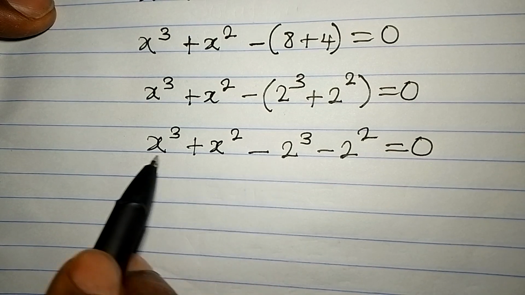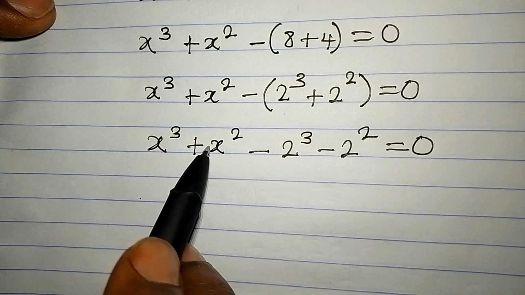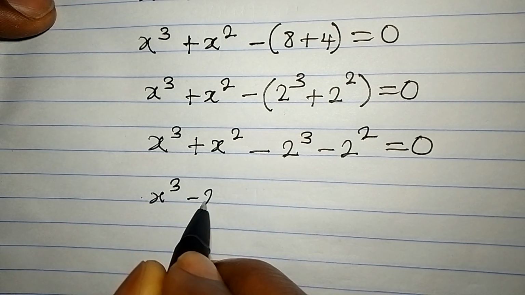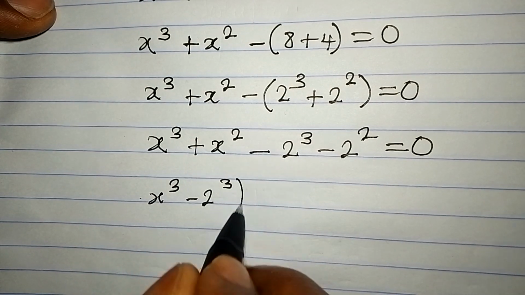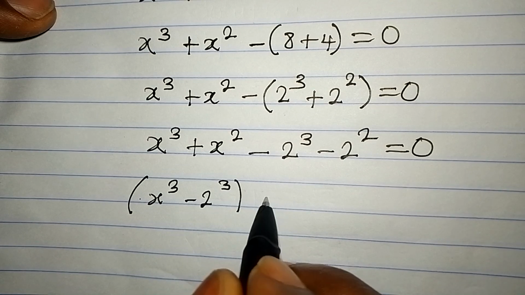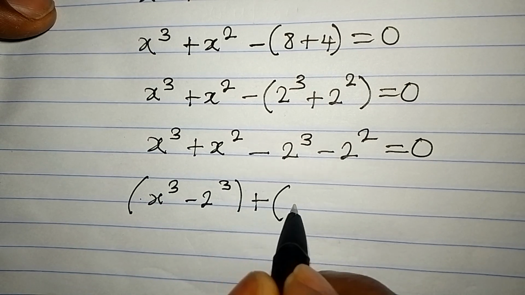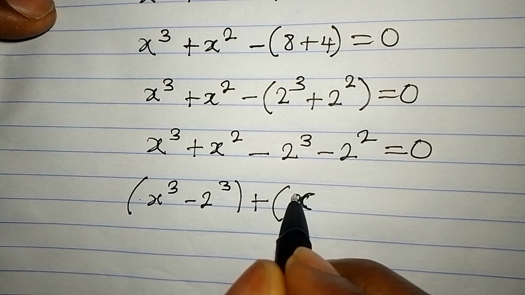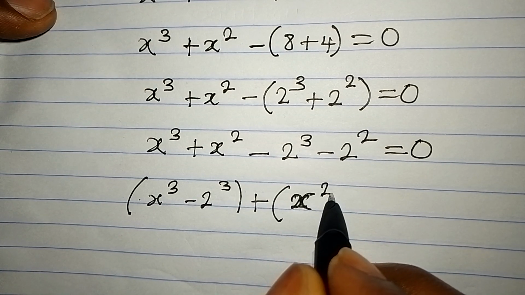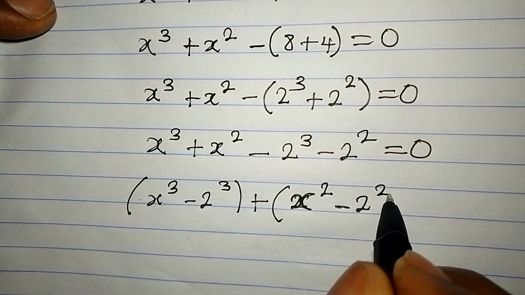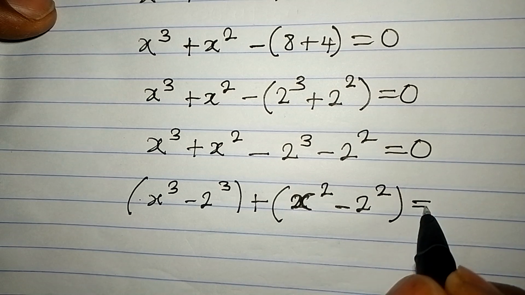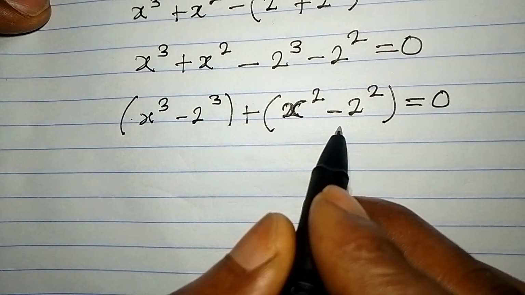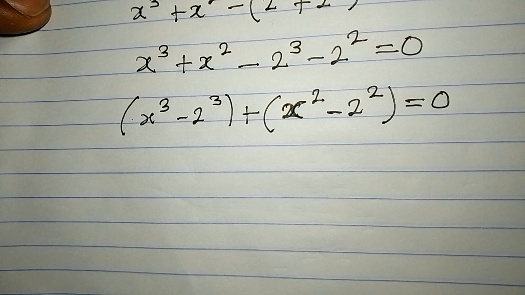Now, compare this, and then this and this. So, I have x to the power of 3 minus 2 to the power of 3. I'm going to deal with this separately. Then, we have x to the power of 2 minus 2 to the power of 2, and then everything is equal to 0. From here, you know what I'm going to apply, difference of two squares.